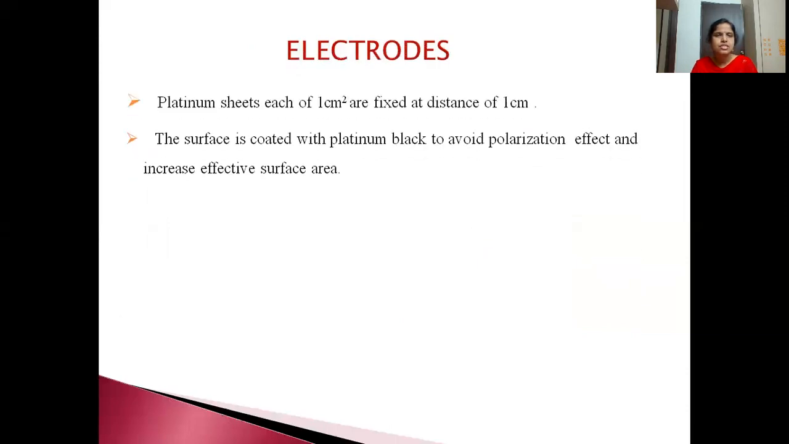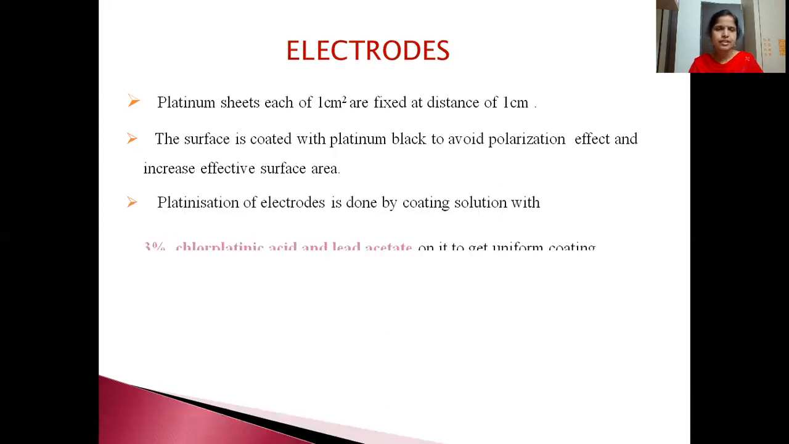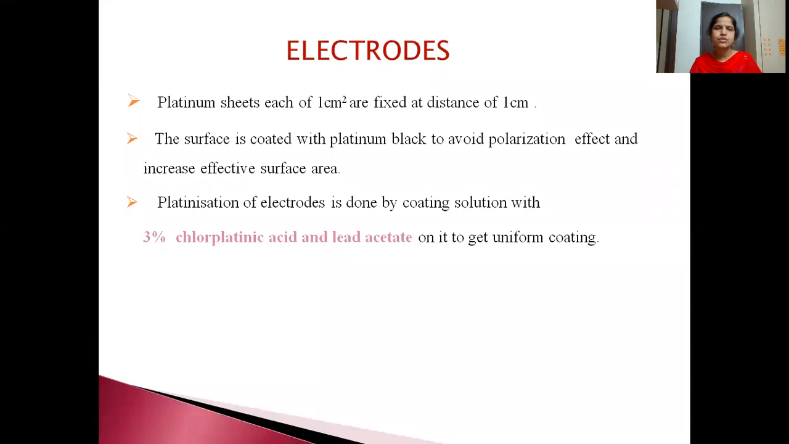The electrodes are made up of platinum sheets of 1 centimeter square and are fixed at a distance of 1 centimeter from each other. The surface is coated with platinum black. Why platinum black? To avoid the polarization effect and also to increase the effective surface area. Platinization of electrodes can also be done by 3% chloroplatinic acid and lead acetate.